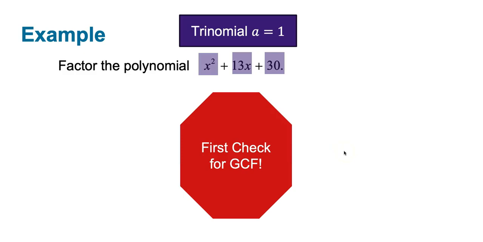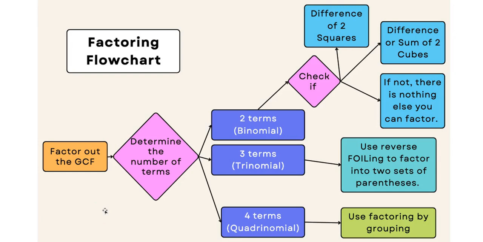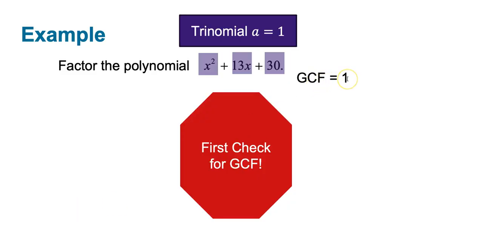However, before we get started with that, we should always check for a GCF first. Remember the factoring flowchart? Before we start anything over here, we have to start here. In this case, the GCF equals 1. Notice the GCF will always be 1 if you have a standard trinomial with the leading term x squared and leading coefficient of 1. Since the GCF is 1, we cannot factor it out, and we can proceed with our trinomial factoring strategy.